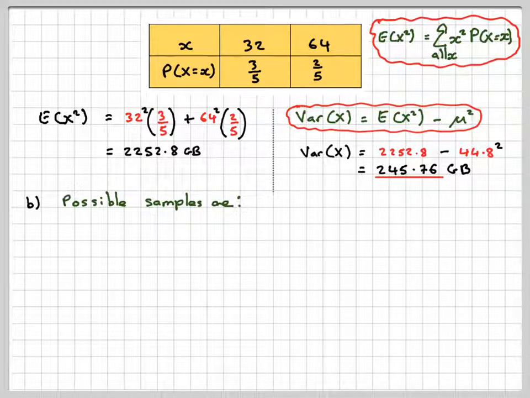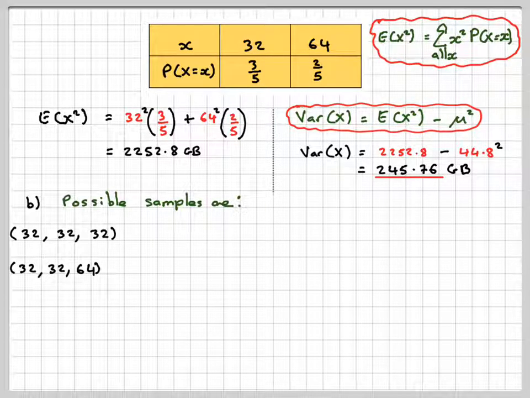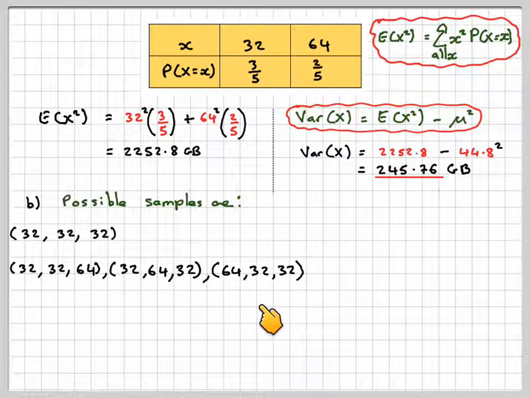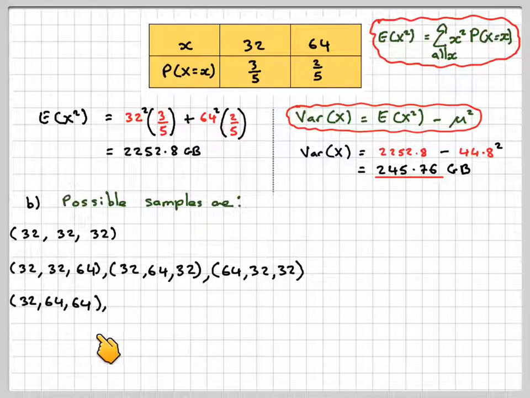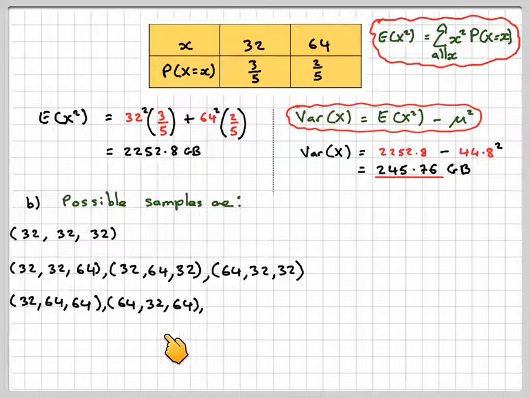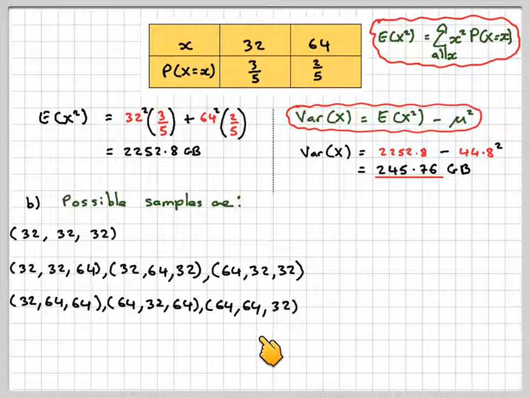B. Possible samples are, well, if we just list them in some order, so we could have samples of 3, so we could have a 32, a 32, and a 32, and then we could have two 32s, so 32, 32, 64; 32, 64, 32; 64, 32, 32; and then we have one 32 and two 64s, so it's 32, 64, 64; 64, 32, 64; 64, 64, 32; and then finally we can just have all 64s.